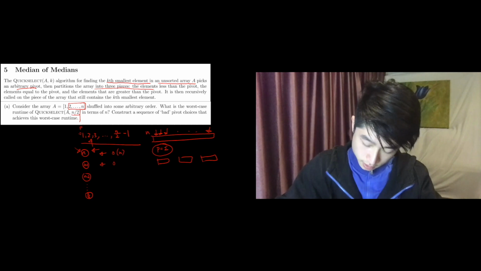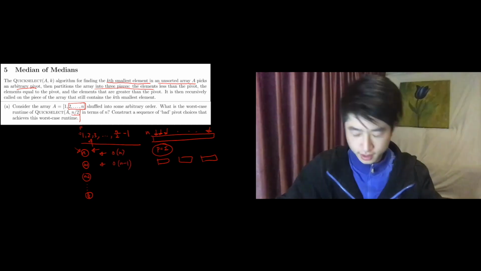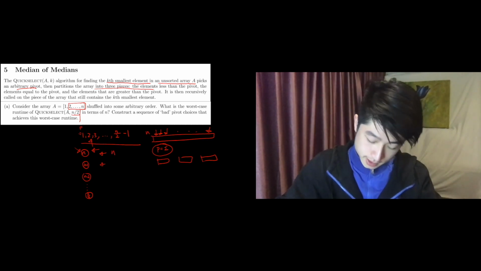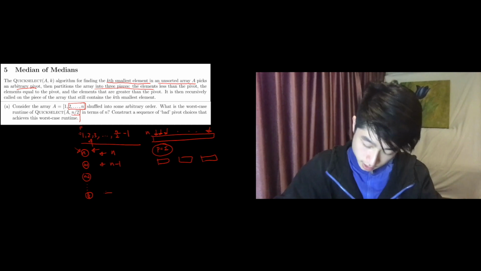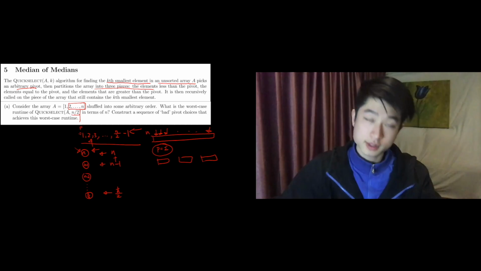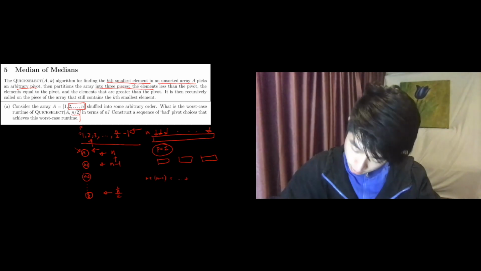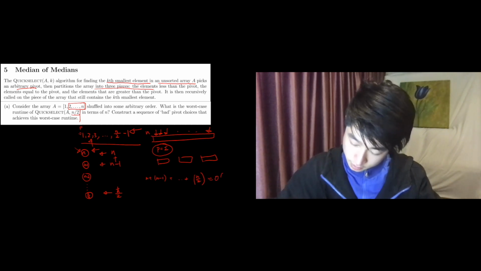Then you do O(n minus 1) work, or, okay, I'm not going to write O(n minus 1) because that's weird. So I'm just going to say it's n work and then n minus 1 work, and it's n over 2 work at the end. So the total work you need to do on this sequence of bad pivot choices would be n plus n minus 1 plus ... plus n over 2. And this is O(n squared).